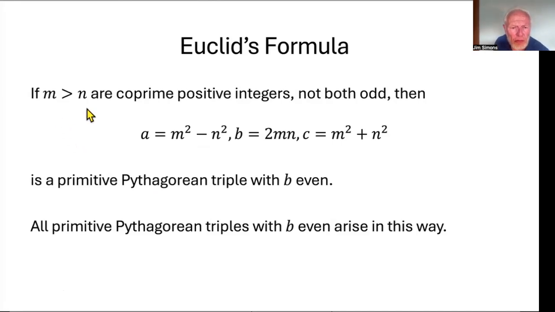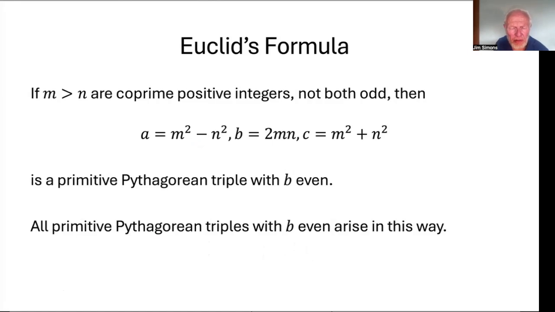So if we take two positive integers that are co-prime, m bigger than n, and they're not both odd (of course they can't both be even either, because they're co-prime), then we form a, b, and c like this, and that is a primitive Pythagorean triple with b even. And what is more, and rather surprising, is that all primitive Pythagorean triples with b even arise in this way. In other words, given a Pythagorean triple with b even, we can find an m and n like this. It's quite surprising and very pretty.